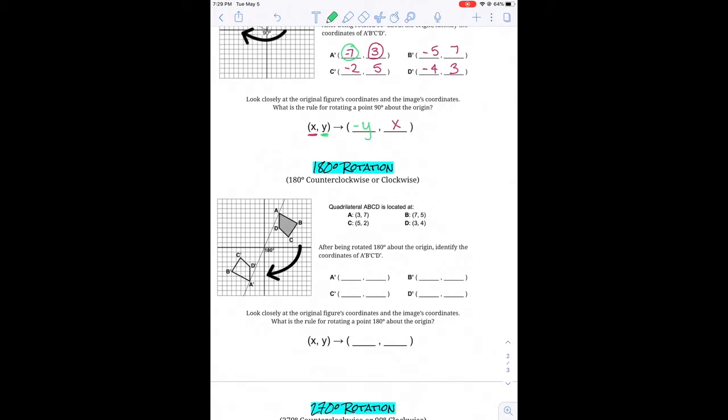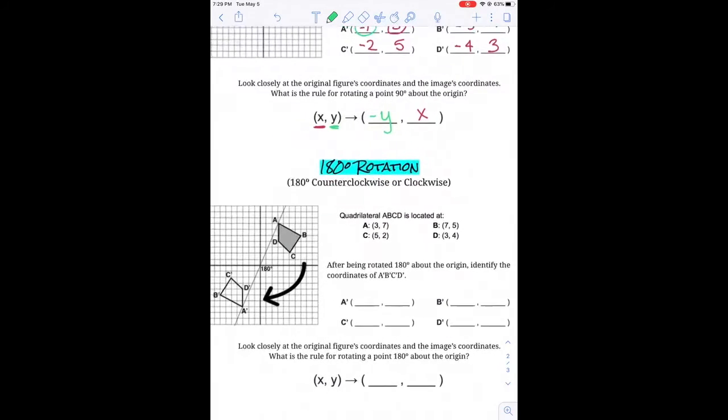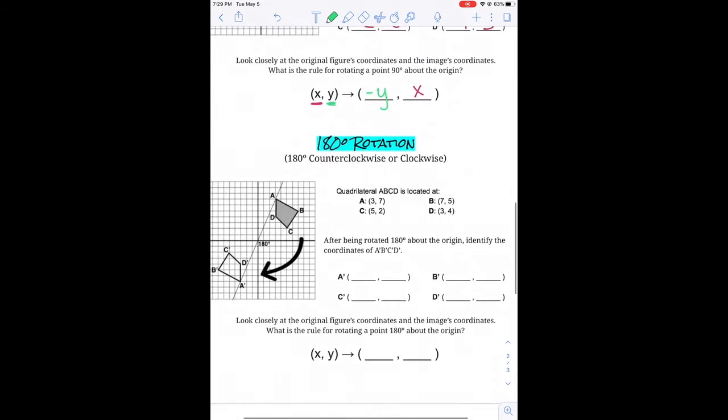So the first thing that I did was I wrote down the new coordinates for A prime, B prime, C prime, and D prime. Looking at the graph, I found that A prime was at -3, -7. B prime was at -7, -5. C prime was at -5, -2. And D prime was at -3, -4.